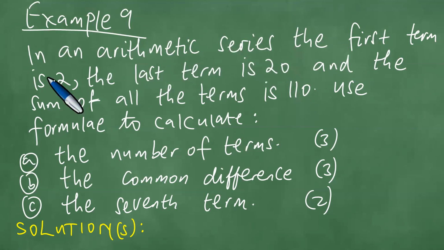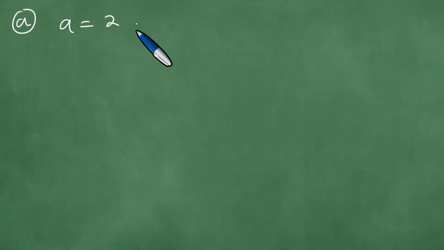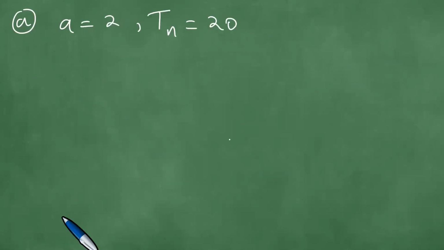But they're saying the first term is 2. So let's just write here. So which means the first term is 2. The last term is 20. And that means that the last term, we write it like this: Tn is 20. That is the last term. And the sum of all the terms is 110. And now if we add all the terms, we get 110.